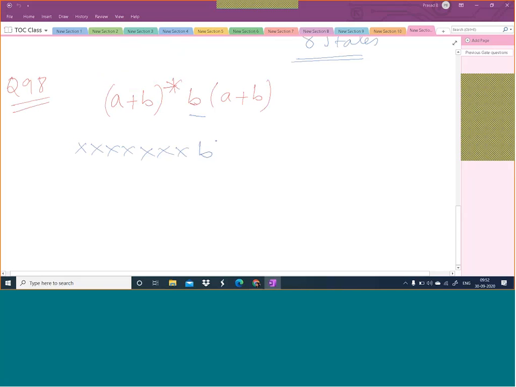Now, this expression will give all the strings having B as the second symbol from RHS. We have done similar questions: construct a minimal DFA that accepts all strings having A as the third symbol from LHS, and having A as the second symbol from RHS. We did these two questions.